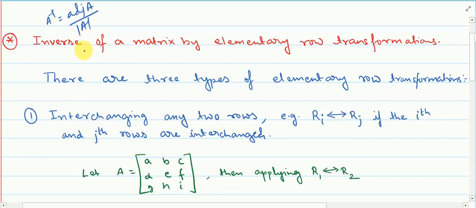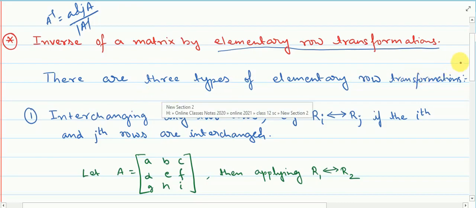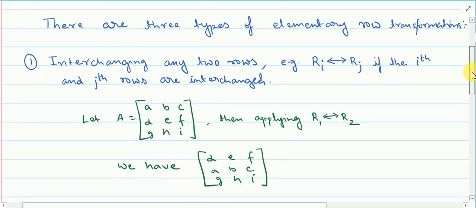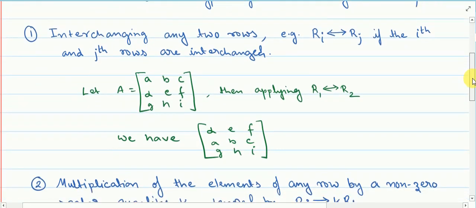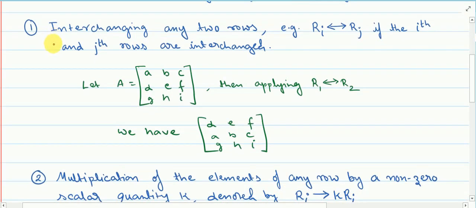Now we are going to learn how to find the inverse of a matrix by elementary row transformations. So there are three types of elementary row transformation, meaning what are those changes that you can make in a matrix. So firstly, you may interchange any two rows. And this is how we are going to denote it.